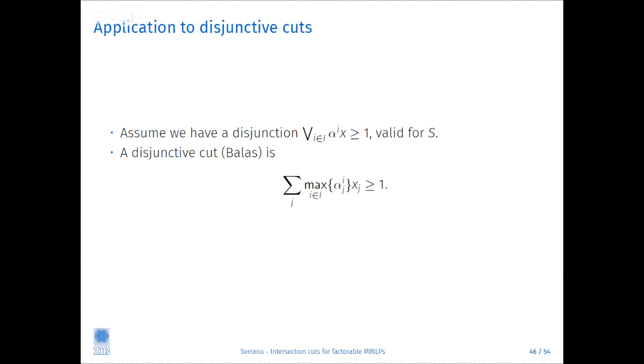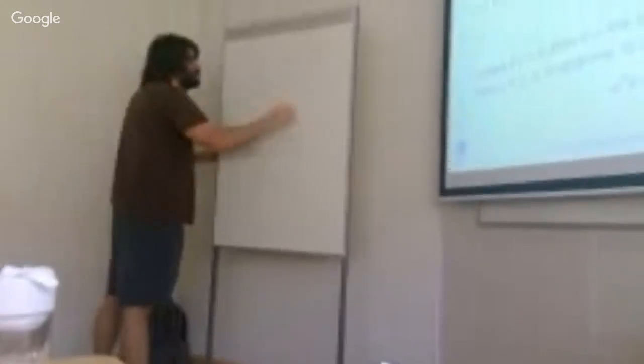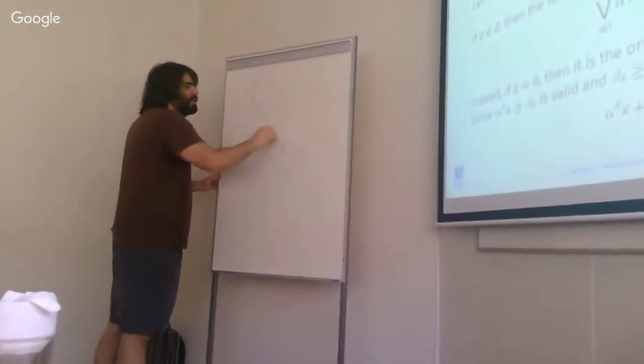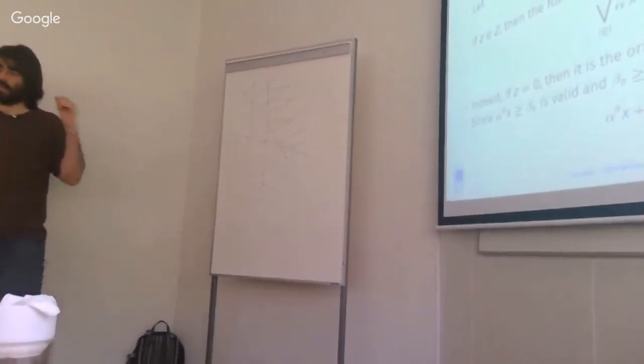I'm not going to talk in too much detail. If one has a valid disjunction, one can get a disjunctive cut that looks like this. And then the idea is, okay, we have a disjunction. How can we build a new disjunction? What Balas and Jeroslow said is, if we had a lower bound for each of the disjunctive terms that makes each disjunctive term valid, and I'm going to finish now, suppose you have a disjunction like this. So you are either here or you're here. Okay, so this is a non-convex region, the disjunction.